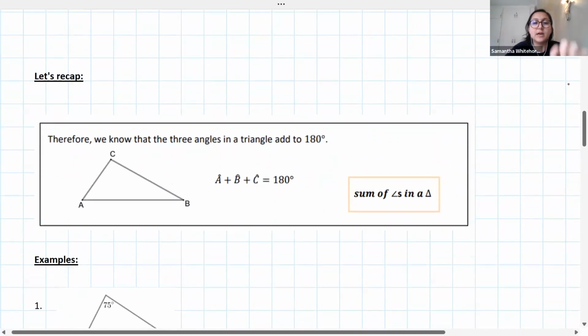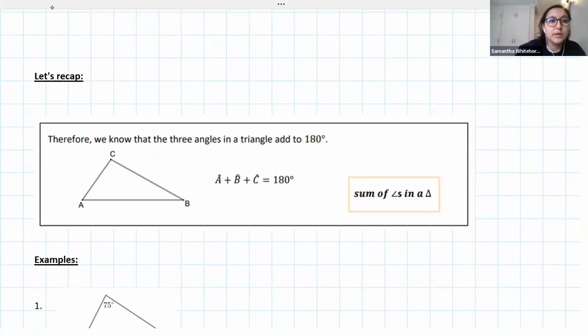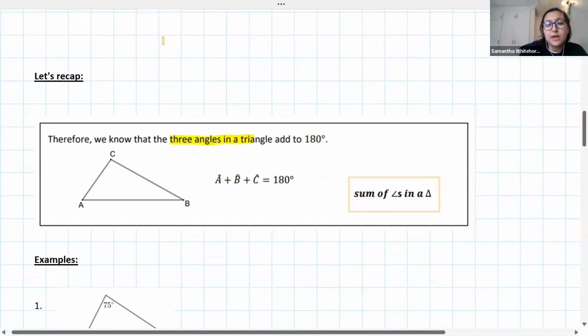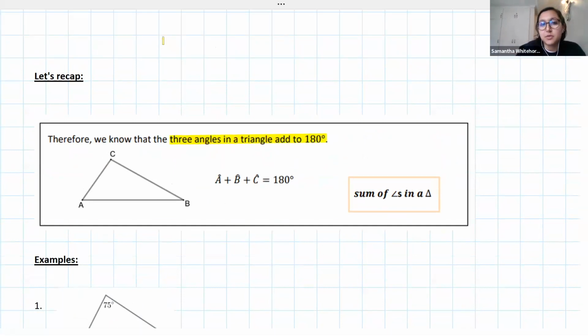Right, so let's have a look at our reason. Just to recap what we have already spoken about, guys, remember in Monday's lesson we spoke about the fact that if we have a triangle, the 3 interior angles in that triangle add up to 180.